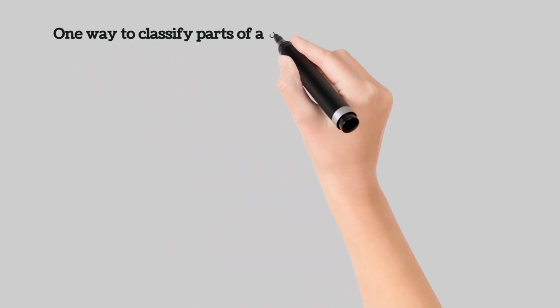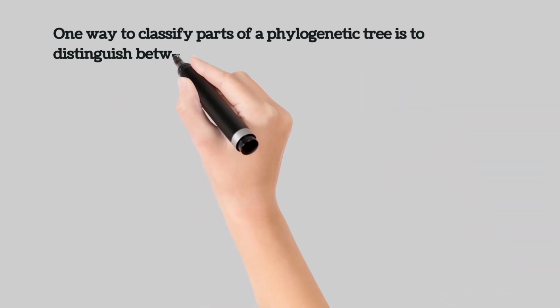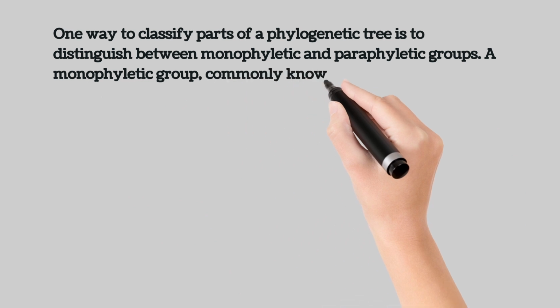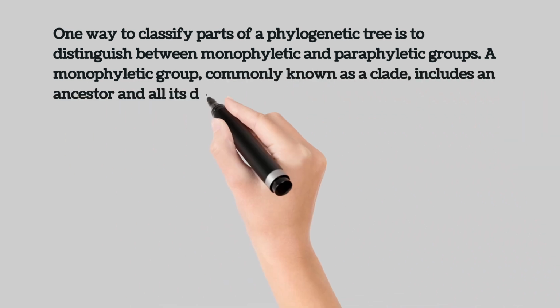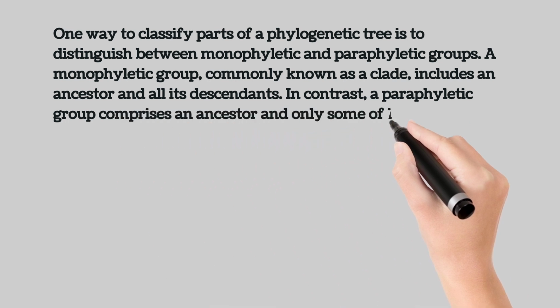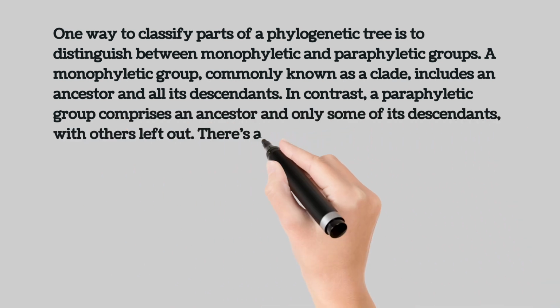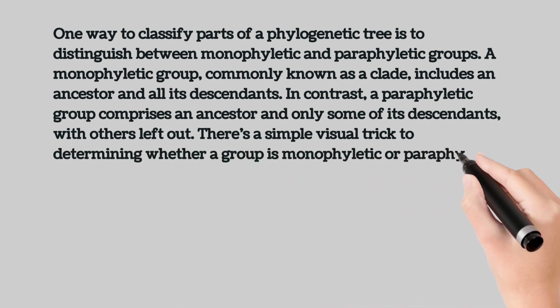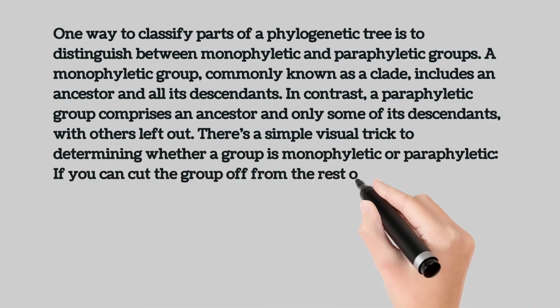One way to classify parts of a phylogenetic tree is to distinguish between monophyletic and paraphyletic groups. A monophyletic group, commonly known as a clade, includes an ancestor and all its descendants. In contrast, a paraphyletic group comprises an ancestor and only some of its descendants, with others left out.